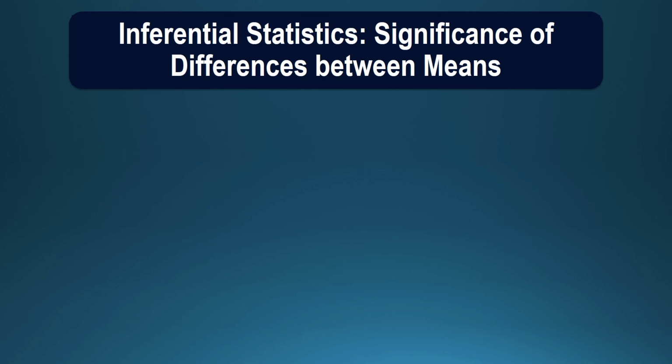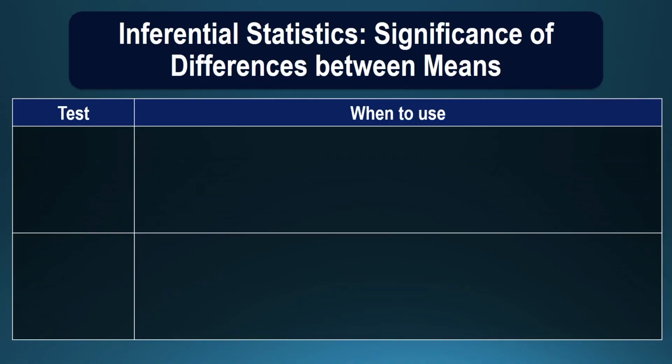If you are interested in finding out significance of differences between means, and your objective of the study is to find out whether boys perform better than the girls on a mechanical aptitude test, maybe you are trying to compare the average performance of boys with the average performance of girls on the mechanical aptitude test.